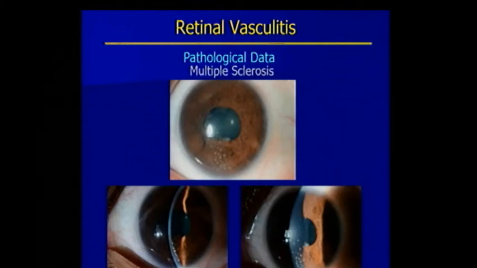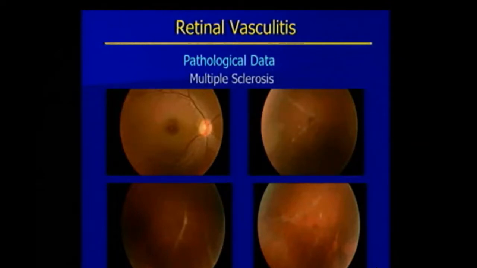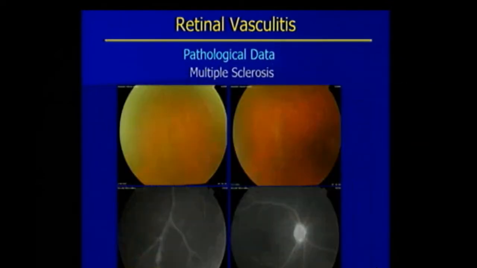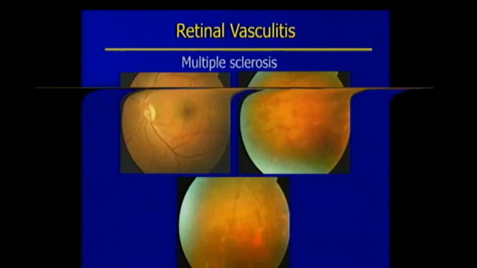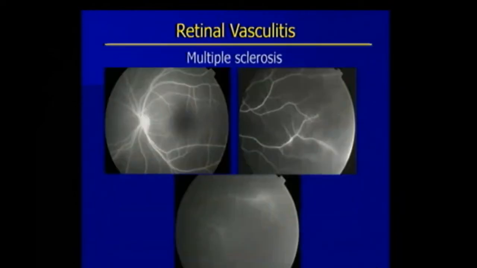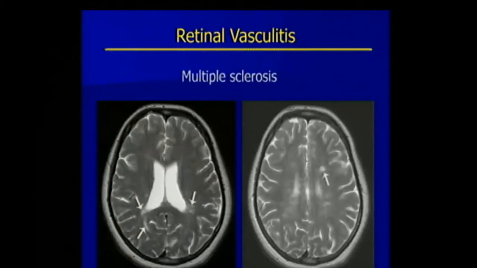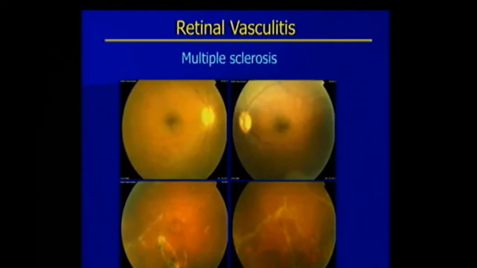Another patient: mutton-fat KPs, see granuloma, central segment inflammation. Look at the vascular sheathing. It's exactly the same. Another case: mutton-fat KPs, pars planitis, and the vascular sheathing in the periphery with focal leakage. Another patient. So the vascular sheathing is classic and very typical of MS.